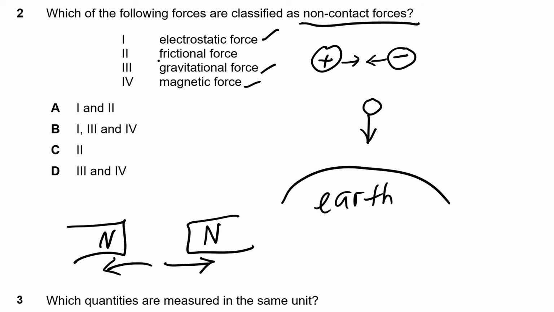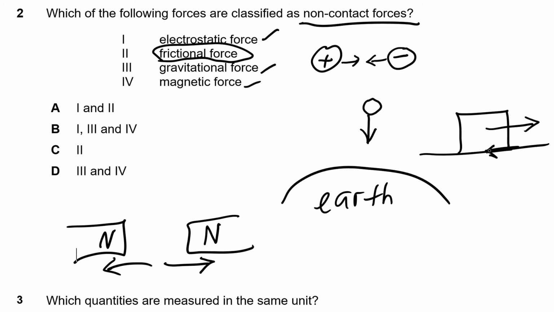But frictional force definitely is a contact force because friction can only act between two surfaces. So if they are not touching, there will not be friction. So if you move an object to the right, the friction will act to the left. And where will the friction be acting? It will be acting between the surfaces. So frictional force is a contact force. So for non-contact, it will be this B.